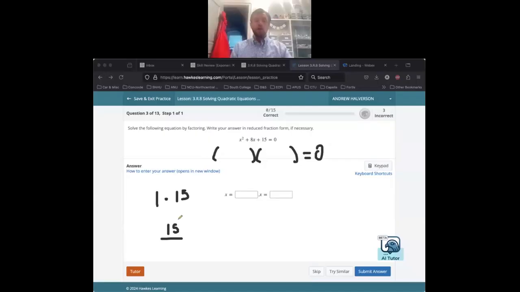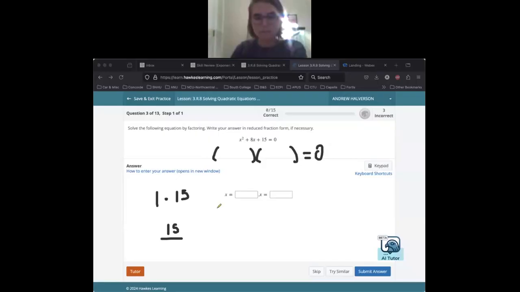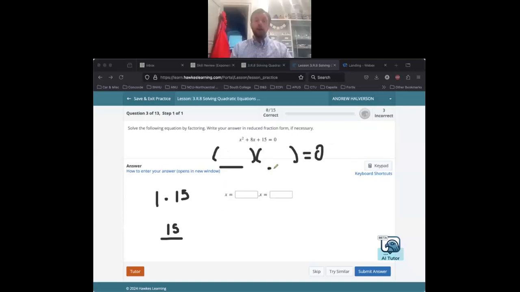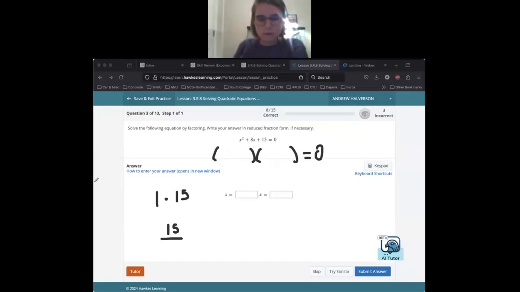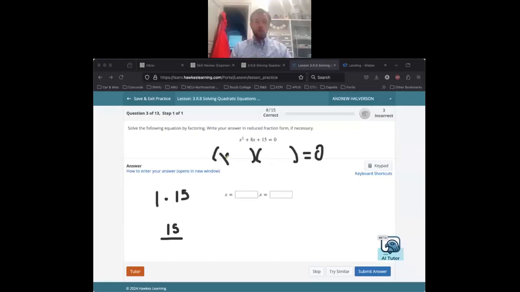Okay, so what are the factors of 15? What are we looking for? We're looking for the factors of 15 that will add up to 8. So what are those factors? 3 and 5. So then what does that make each of these become? x plus 3 and x plus 5.